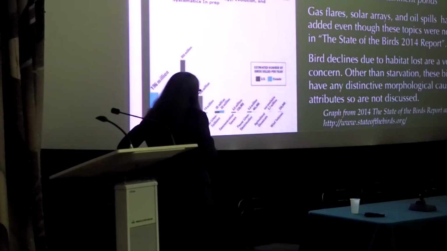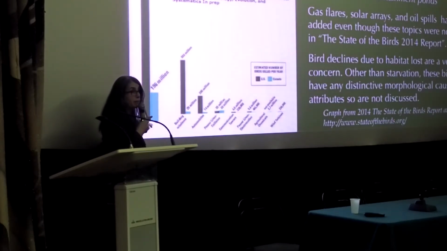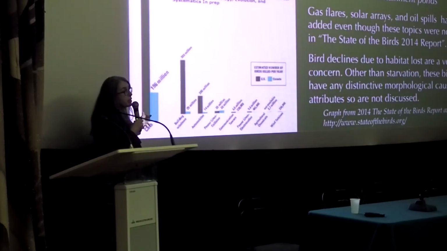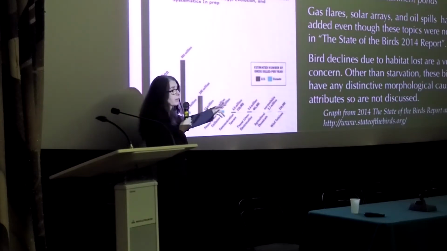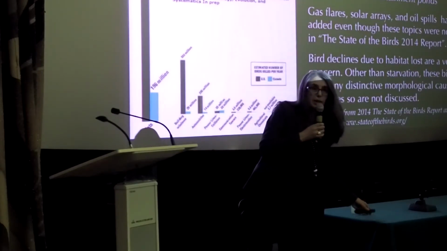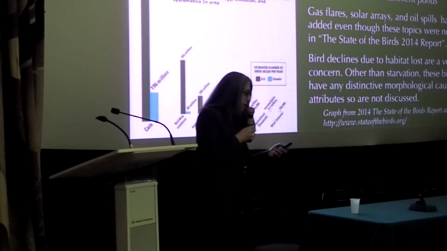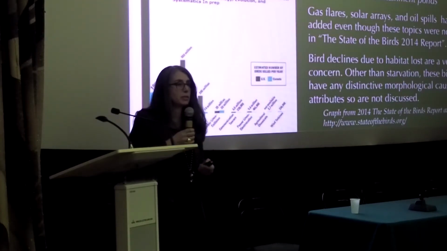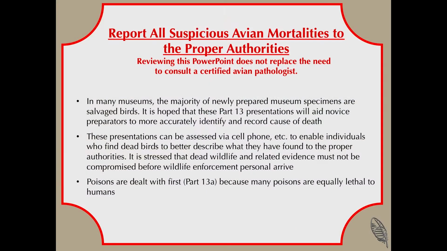This is from the State of the Birds 2014. This is cats, if you can't read it. So this is both feral and domestic cats, and it's in the billions. Then we get to windows, cars, and everything else. So again, I just wanted to state that because in our introductory remarks, it was talked about basically the concern that some of the general public have on the amount of birds museums collect, which is nothing.